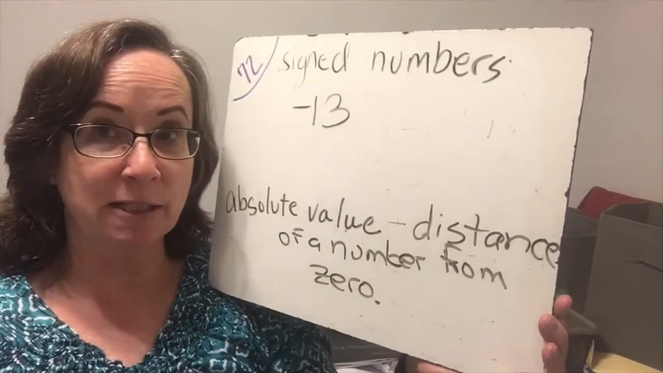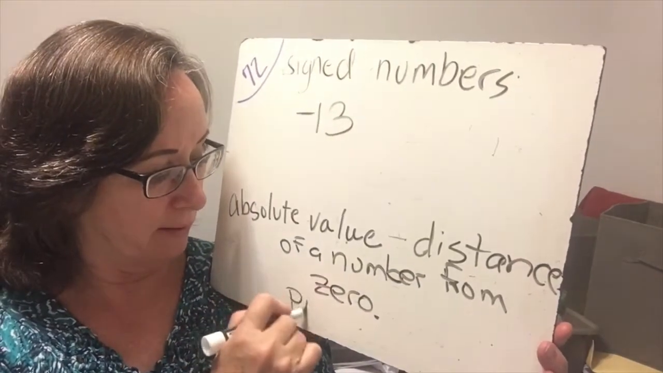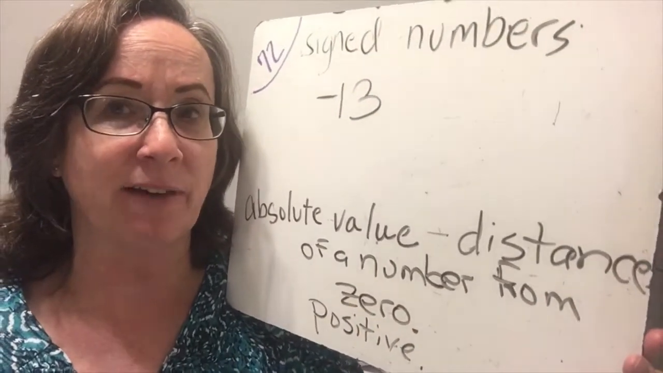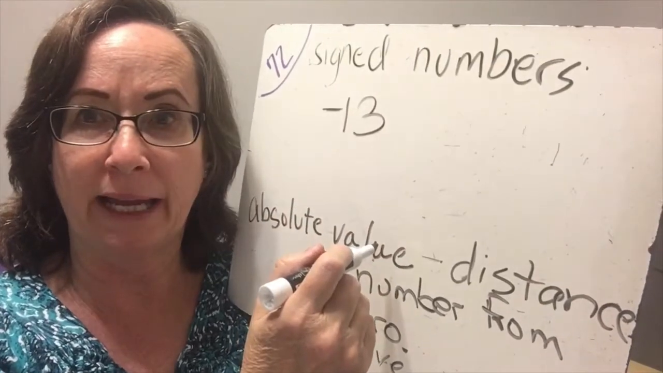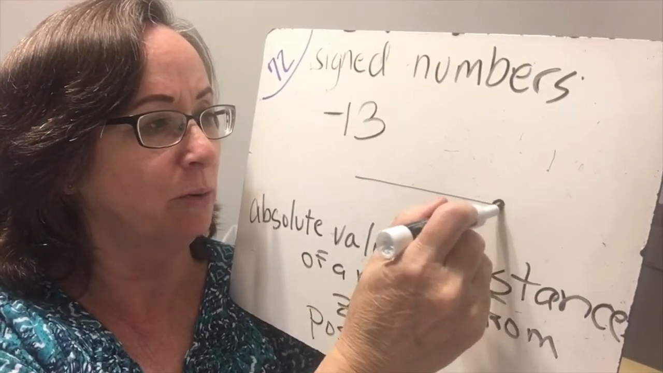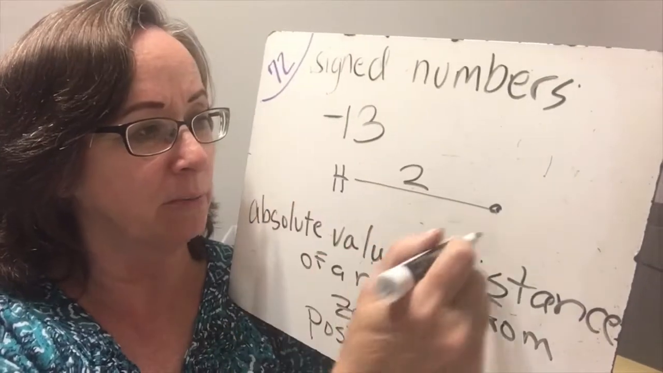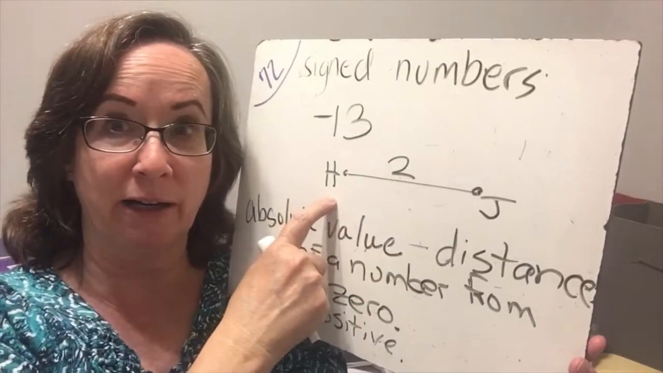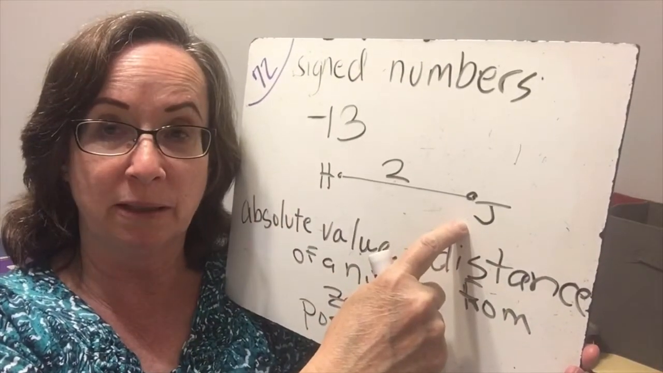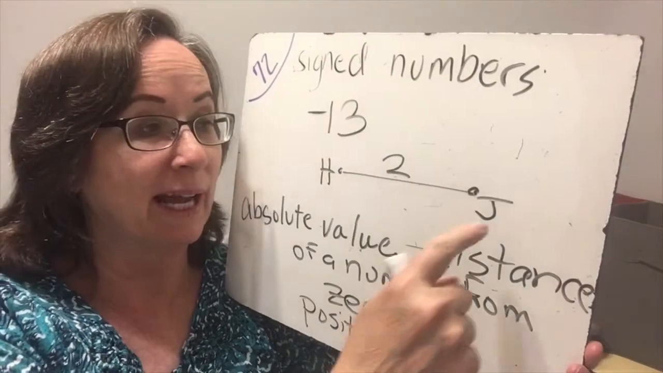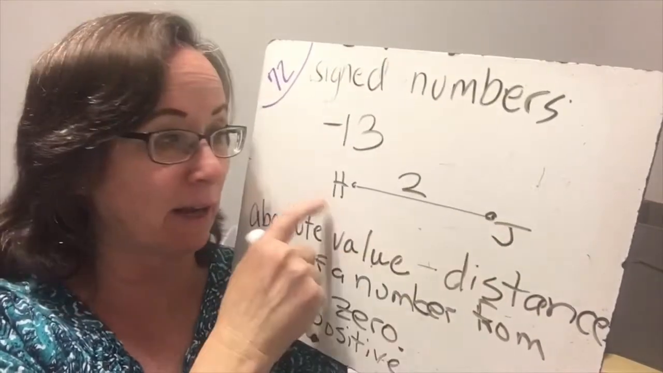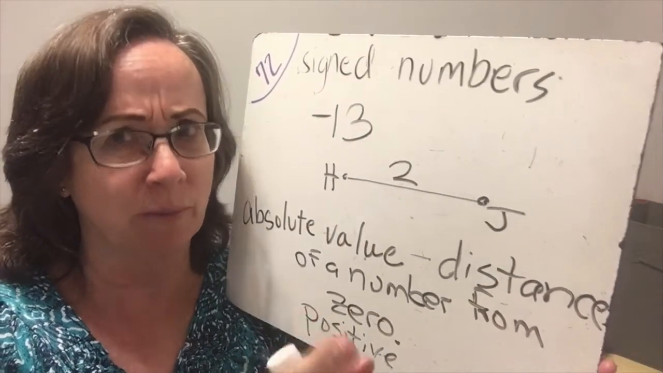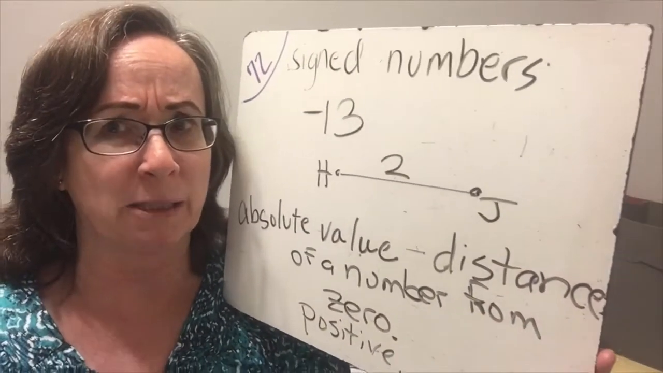Okay, now the absolute value is always positive. And that makes sense because it's a distance. Now, if I have my job is 2 miles from home. Here's home, here's job. Okay, now when I jump in the car at home and I drive to my job, I go 2 miles. When I jump in the car at the job and I drive home, I go 2 miles. I don't say that I'm going 2 miles to work and negative 2 miles back.